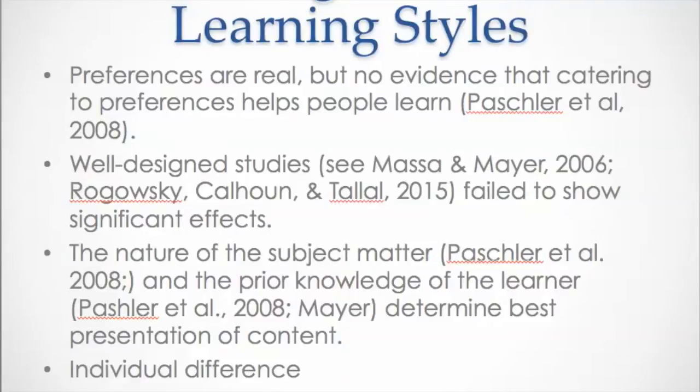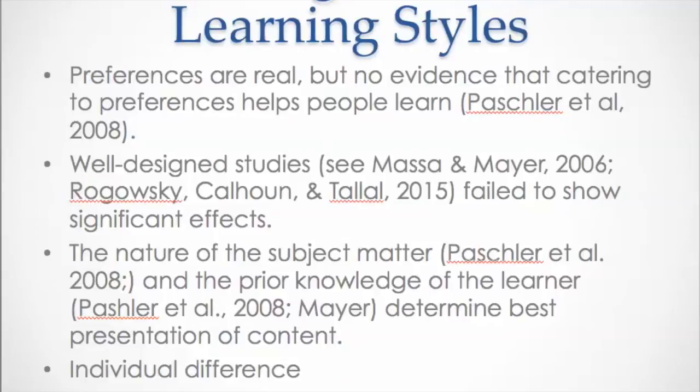Now, no one is really arguing about our preferences. People do have preferences for either pictures or words, or some people have more of a need to move than others. Our preferences are real, and educational psychologists aren't really arguing about that. Where the controversy lies is that there really isn't good, solid evidence to support the idea that catering instruction to people's learning styles or learning preferences really helps them learn.